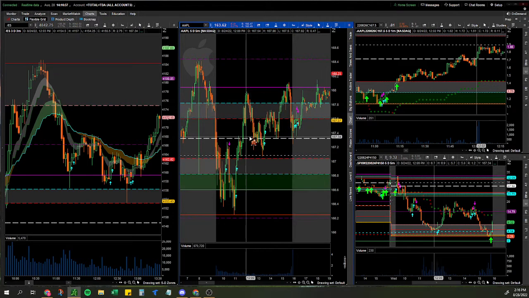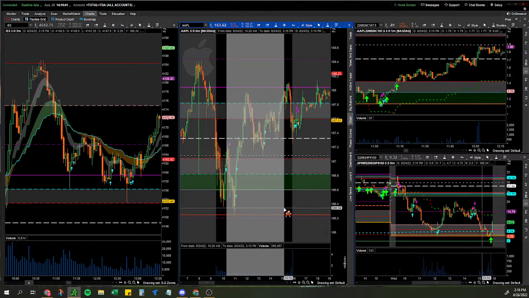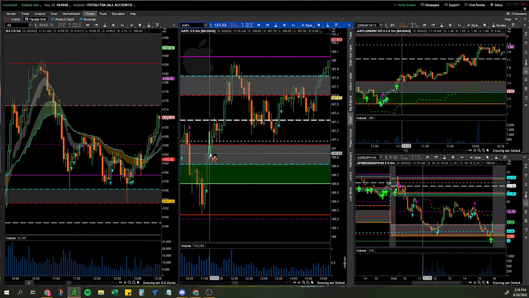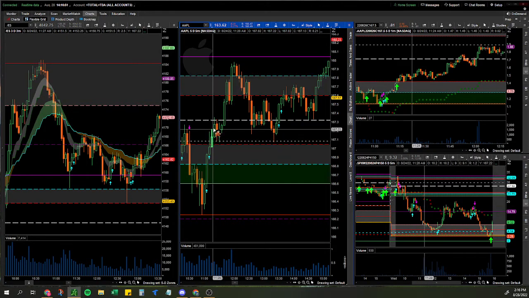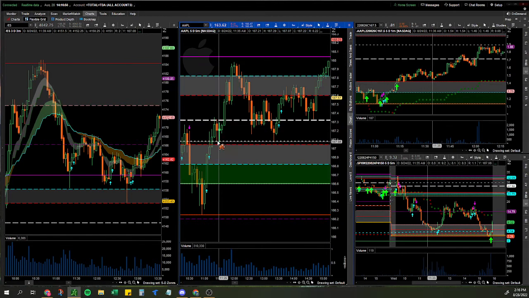You can also use all of these levels if you're not in the move yet and you're like, how can I get in this move? We're popping so strong, we're popping so strong. Well, I'll wait for this open level that we rejected 4 times. Let us get through to the next key thing, and when the pullback holds that open level, I'll jump in.